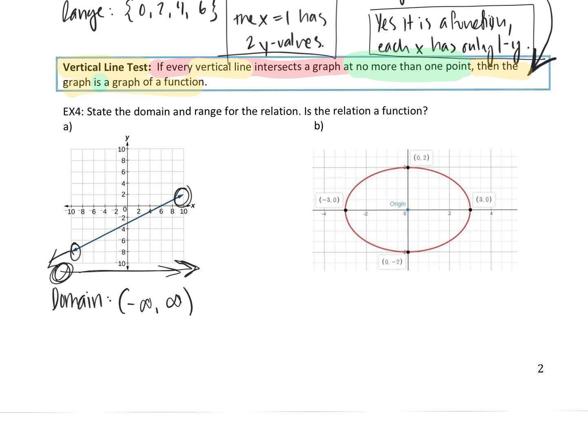Okay, let me erase that work. All right, and the same concept is going to apply for the range in this case. If we're looking at the y values, reading from down up, the furthest down it goes is again negative infinity, and then it continues going upward, upward, upward to positive infinity. So that means my range is also going to be negative infinity to positive infinity.